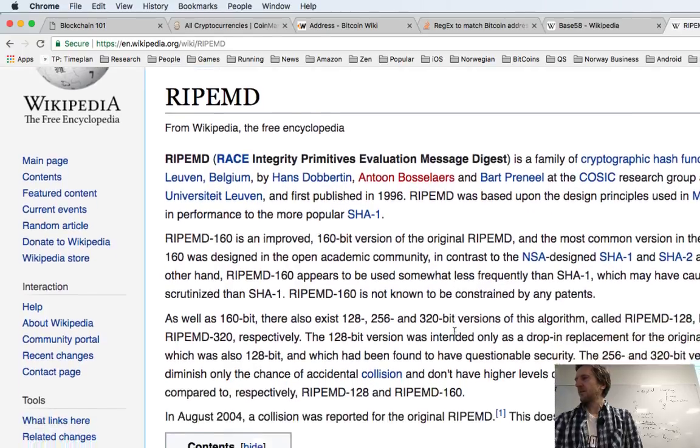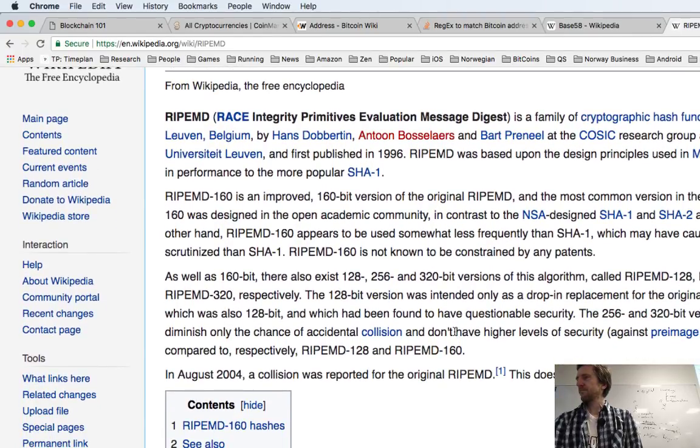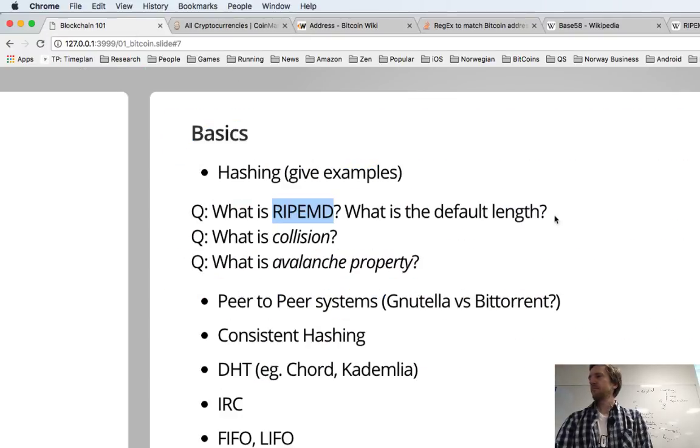Okay. So NSA designed the SHA family of algorithms, whereas this one was designed by the open academic community. So the history is slightly different. And this one typically is 160 bits. Why do I mention it? Because it's the one being used in Bitcoin and some other crypto.